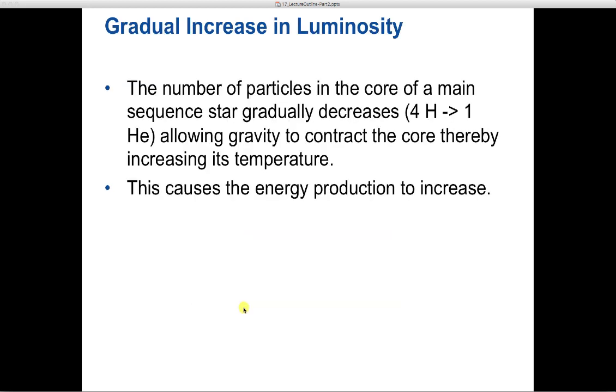So what's happening then in the core of these low mass main sequence stars, and really any main sequence star, is that we're having a decrease in the number of particles in the core, because we're taking 4 hydrogen nuclei, protons, and converting them into 1 helium nucleus. We often call that an alpha particle. We're losing particles. The number of particles in the core is decreasing.